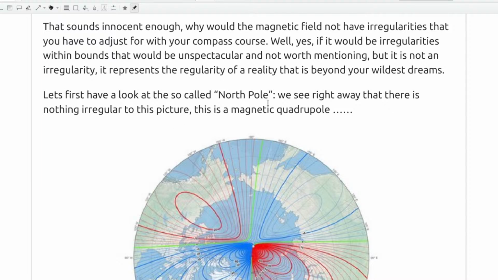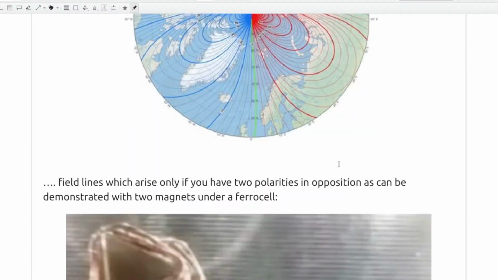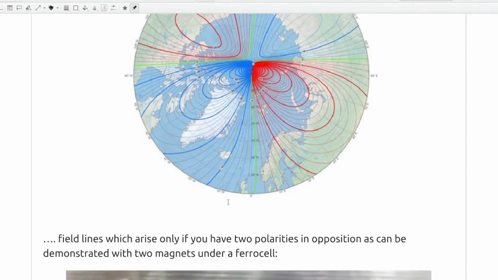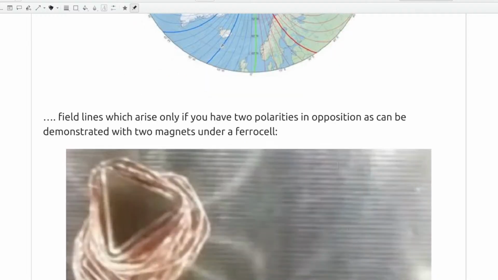First, we have a look at the so-called North Pole. We see right away that there is nothing irregular to this picture. This is a magnetic quadrupole. Yield lines which arise only if you have two polarities in opposition and can be demonstrated with two magnets under a ferrocell.